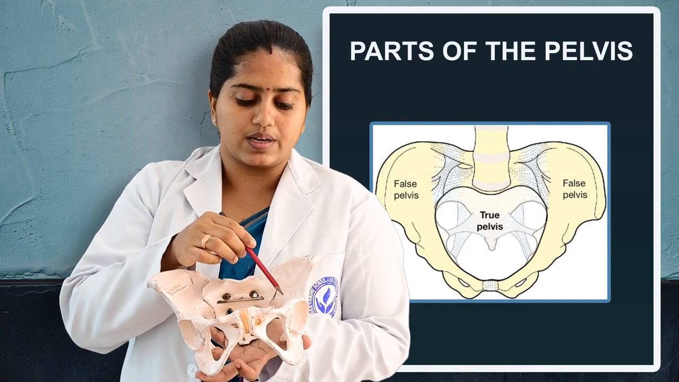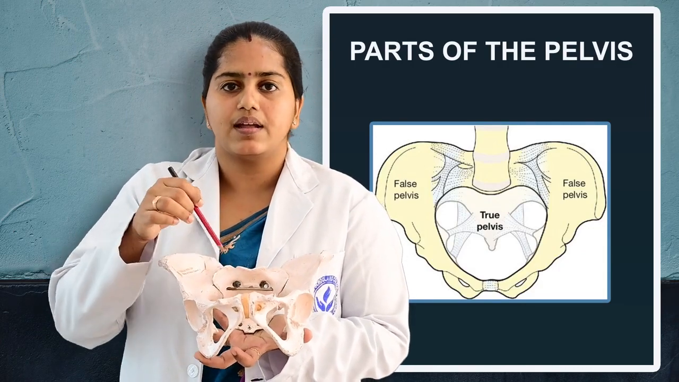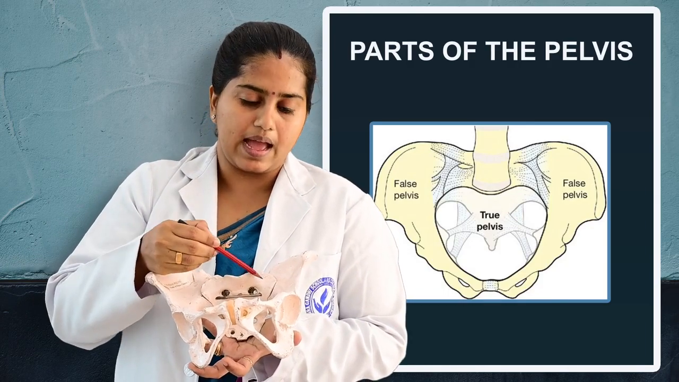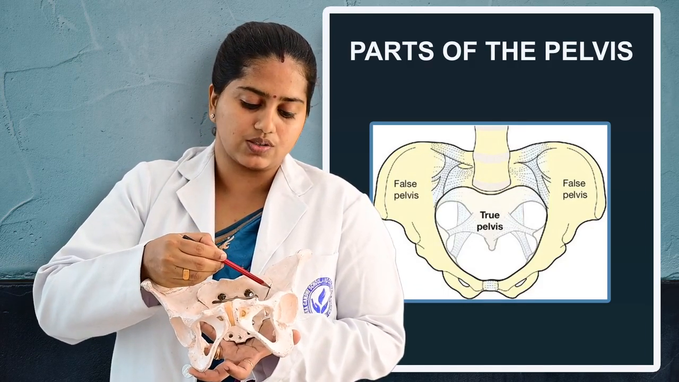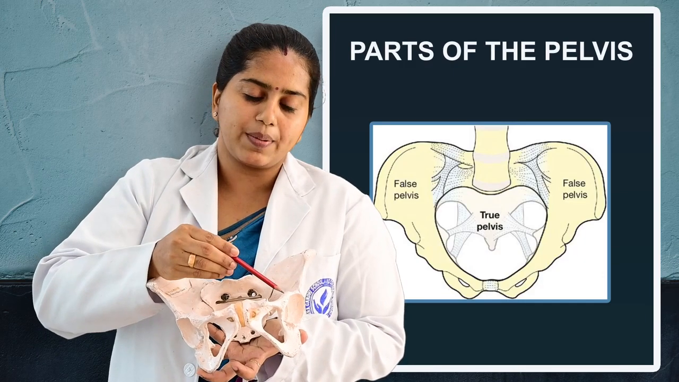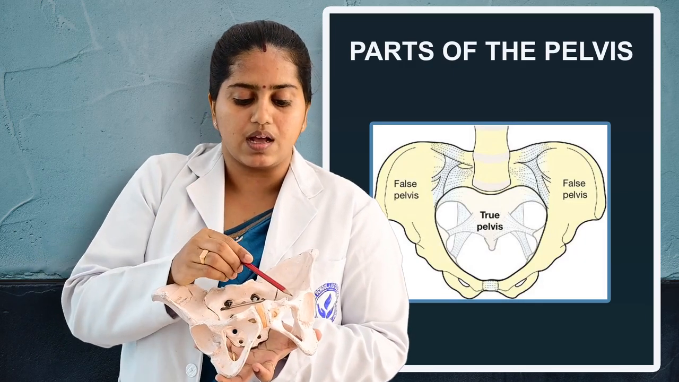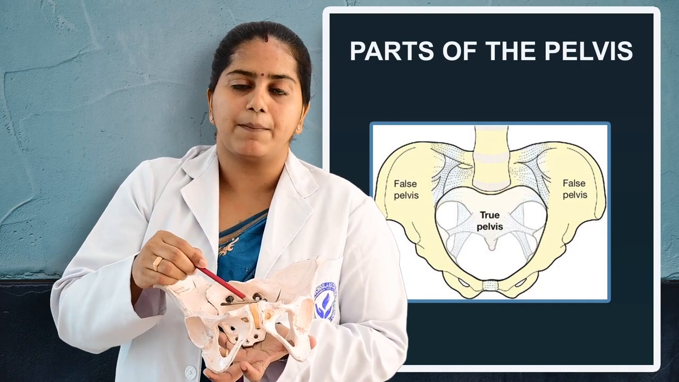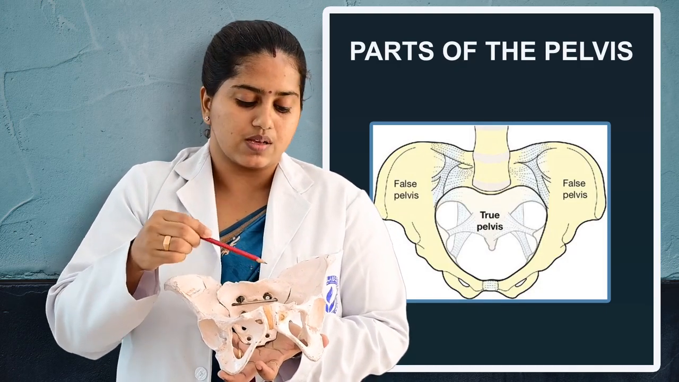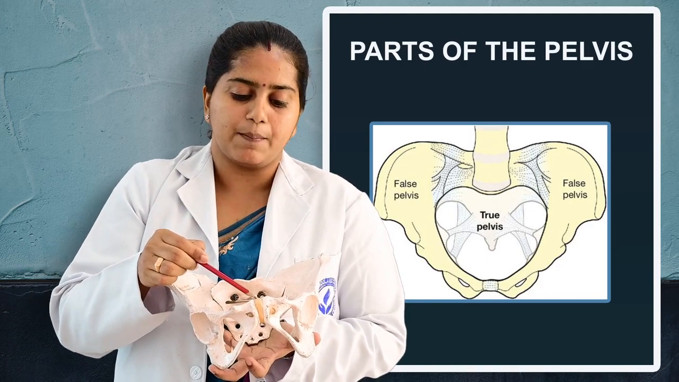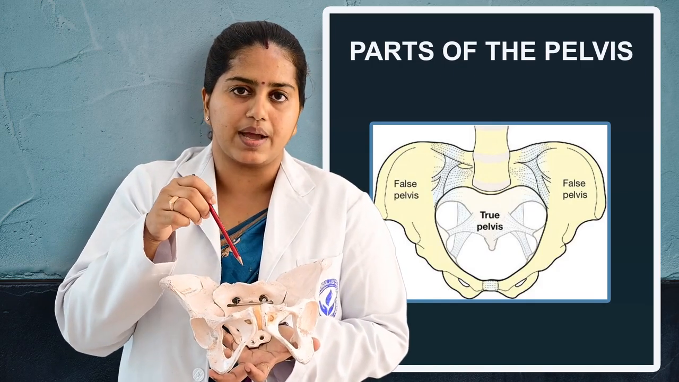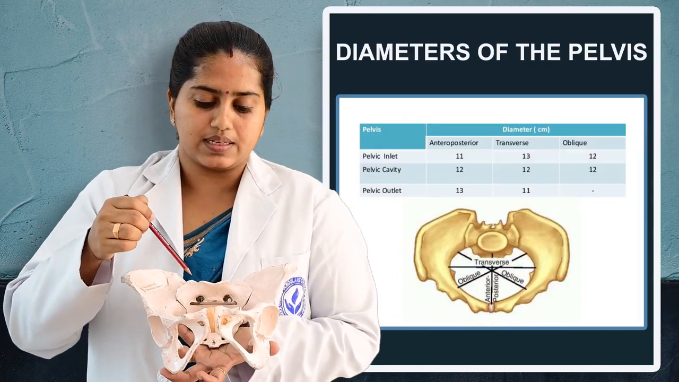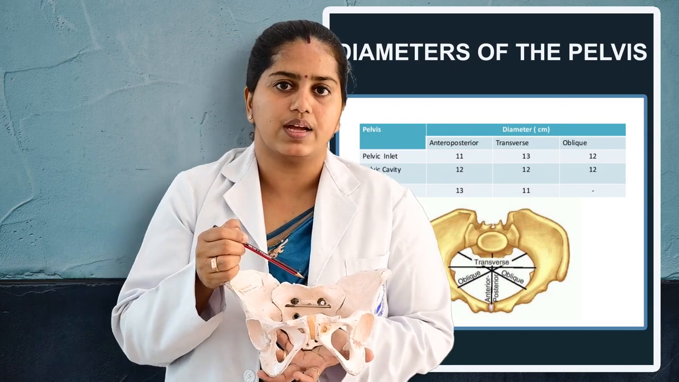Then next we will see the brim. The landmarks here are the sacral promontory, ala or wing, the sacroiliac joint, the iliopectineal line, and the iliopectineal eminence. Then the superior rami, the upper inner border of the pubic bone, and the upper inner border of the symphysis pubis. These are the landmarks of the pelvic brim where the fetus will come and engage during the labor process.